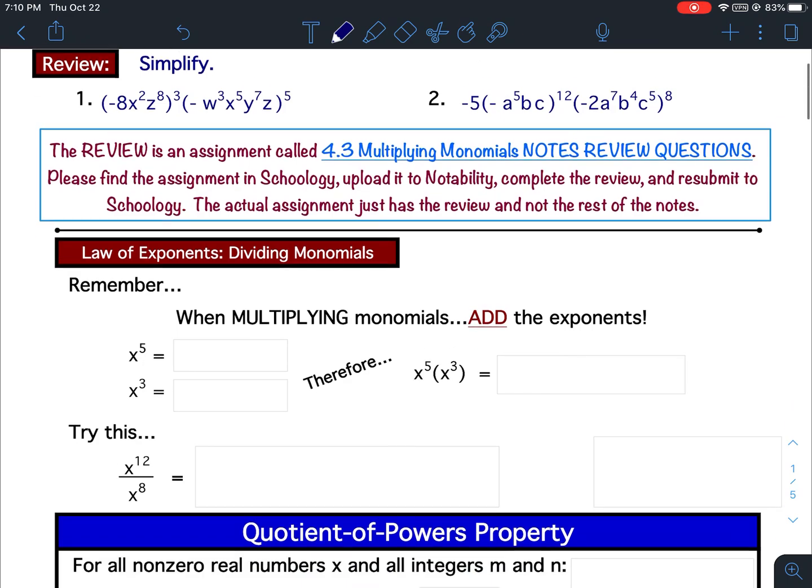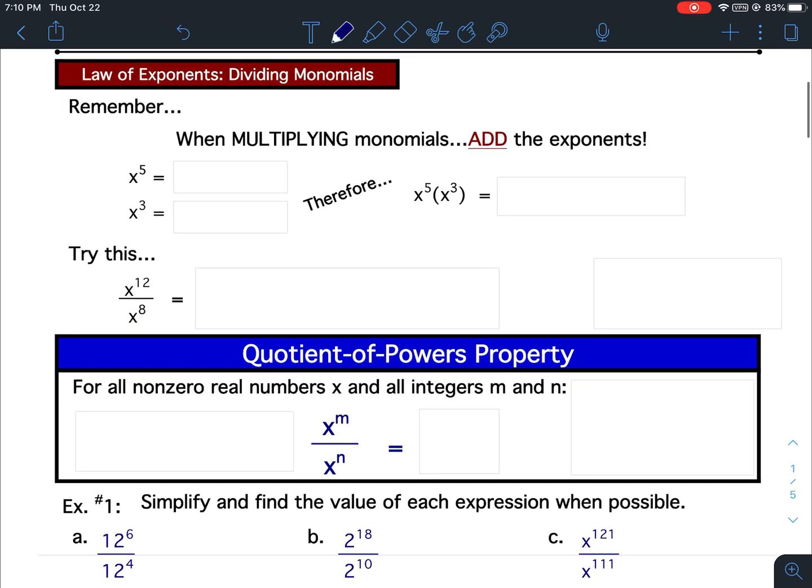Okay. This lesson is on dividing monomials. If you remember, when we multiplied monomials, which was the first lesson we did, we added the exponents. When multiplying, you add the exponents. So let's do a quick review here. x to the fifth is x being multiplied 5 times, and x to the third is x being multiplied 3 times. Go ahead and write that down.